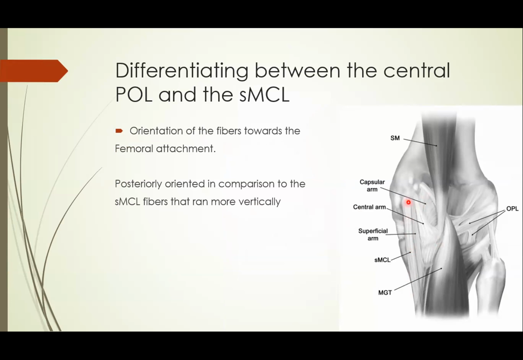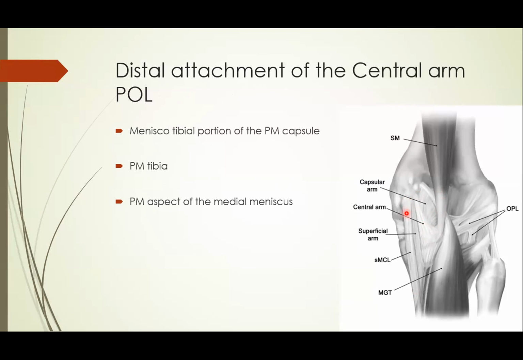The superficial MCL, we find that the fibers run more vertically and along the longitudinal axis of the femur and tibia. However, the posterior oblique ligament, as its name suggests, runs obliquely towards the posterior aspect from the medial insertion point. So a more posterior orientation, fan-shaped structure coming in close proximity with the semimembranosus is the posterior oblique ligament, and the vertical ones will be the superficial MCL.